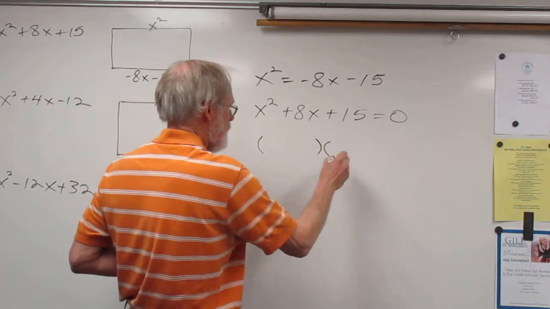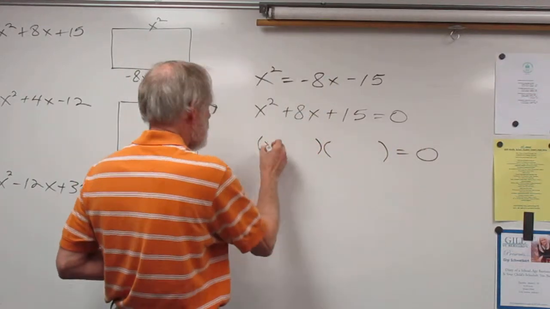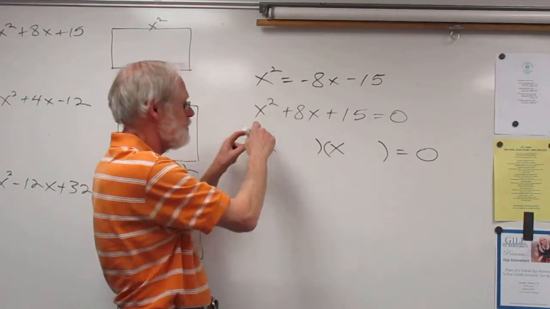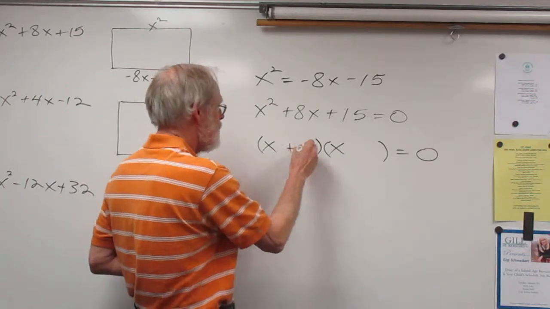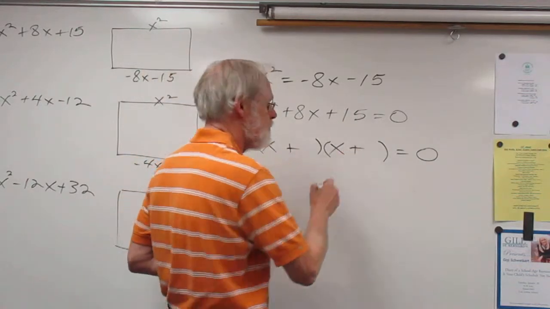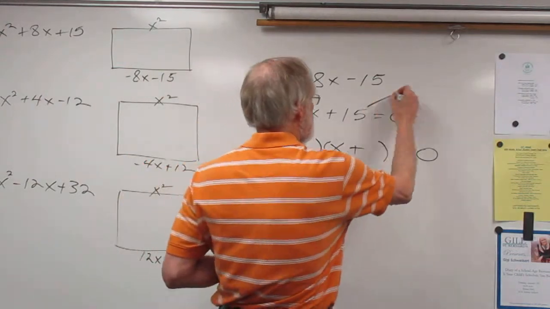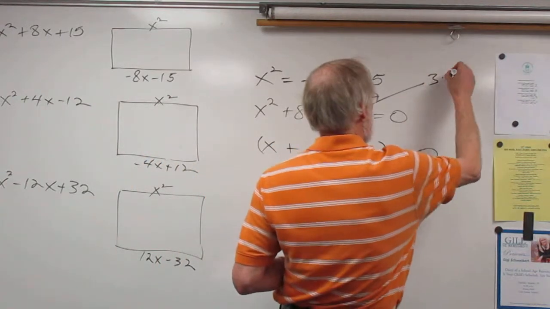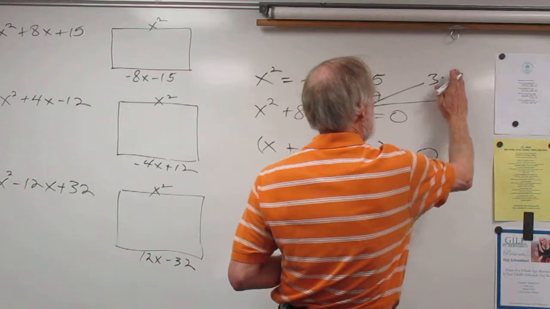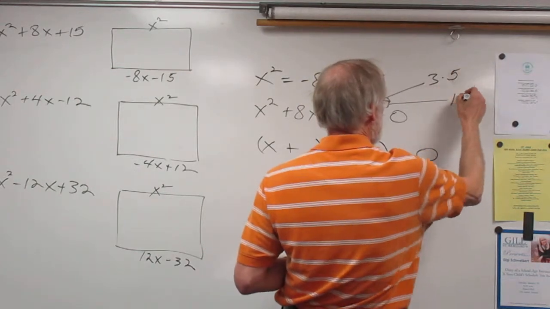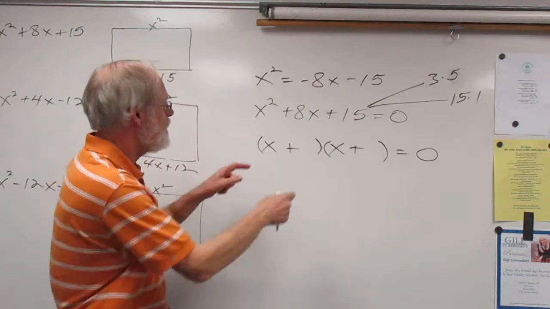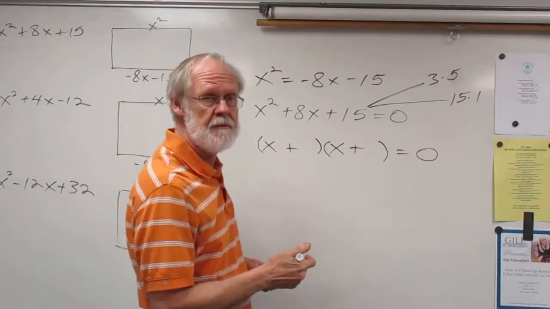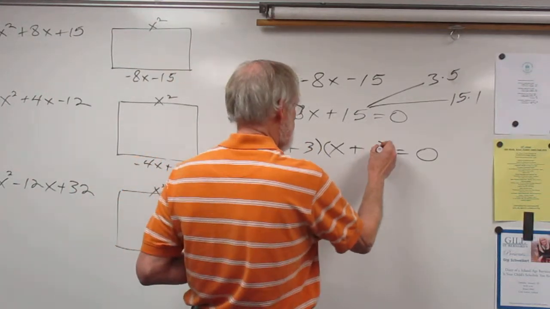Now, let's set up the parentheses for factoring. And we know that the first two terms are going to have to be x and x because x times x will give us our x squared here. We also know in this particular case all the signs are going to be plus. Makes it a little bit easier. Now over here we need two numbers that multiply together to give us 15. Either 3 times 5, or 15 times 1. But we also know that those two numbers have to add together to make an 8 in the middle. So 3 times 5 is the only possibility because 3 plus 5 is 8. So it's a 3 and a 5.